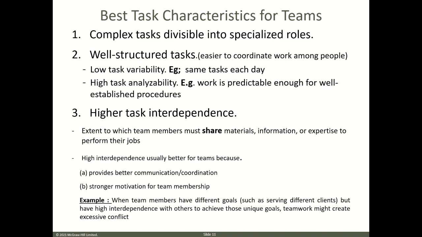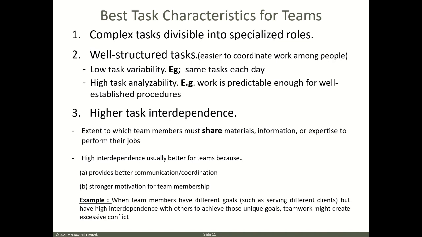Well structured task. If there are well structured tasks, it is much easier to coordinate work among people. If the structure is well defined, then definitely low task variability, meaning the same task each day. Then high task analyzability, where the work is predictable enough for well established procedures.